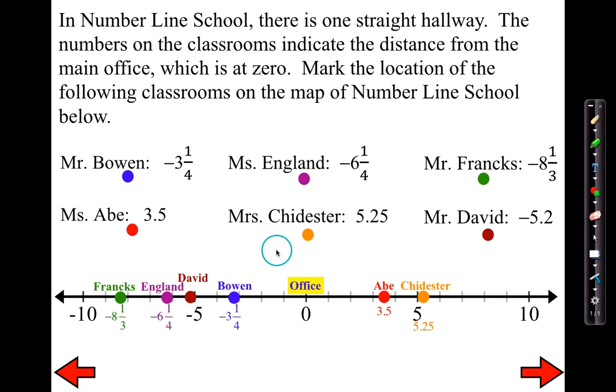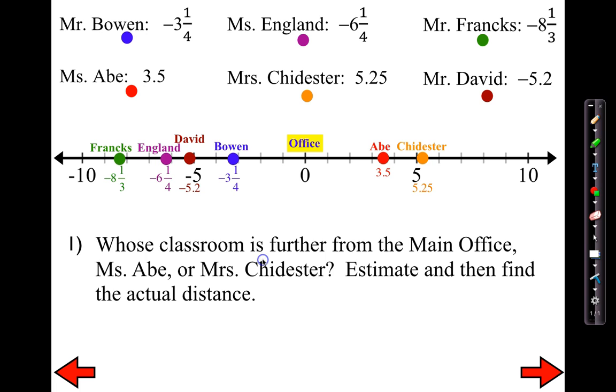So now we've basically listed all the different teachers on our number line from Numberline School. Now we have a few questions. The first question is, whose classroom is further from the main office? Is it Miss Abe or Mr. Chichester? Estimate and then find the actual distance. So here, who's further from the office? Is it Miss Abe or Miss Chichester? Hopefully you can see visually on the number line that Miss Chichester is further. Okay, so I'm going to say Miss Chichester.